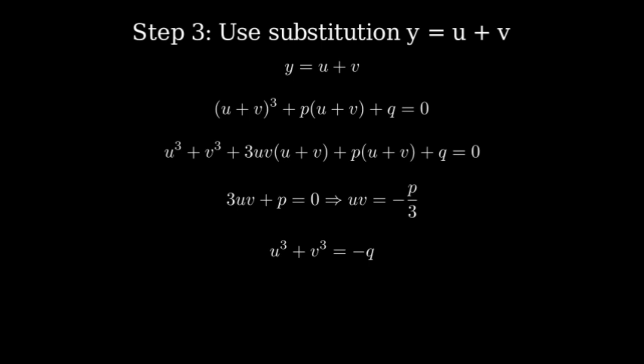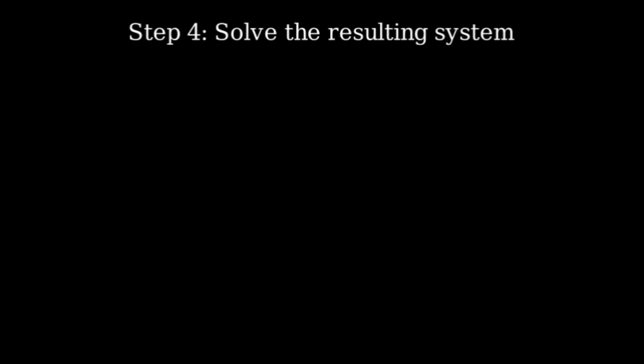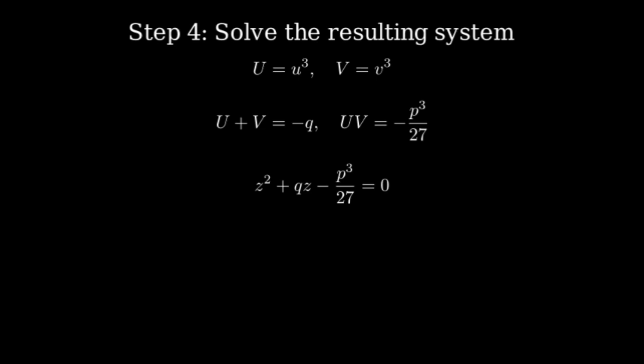Let's now solve for u cubed and v cubed. We denote u as u cubed and v as v cubed. Then u plus v equals minus q, and u times v equals minus p cubed over 27. These two expressions form a quadratic: z squared plus qz minus p cubed over 27 equals 0.